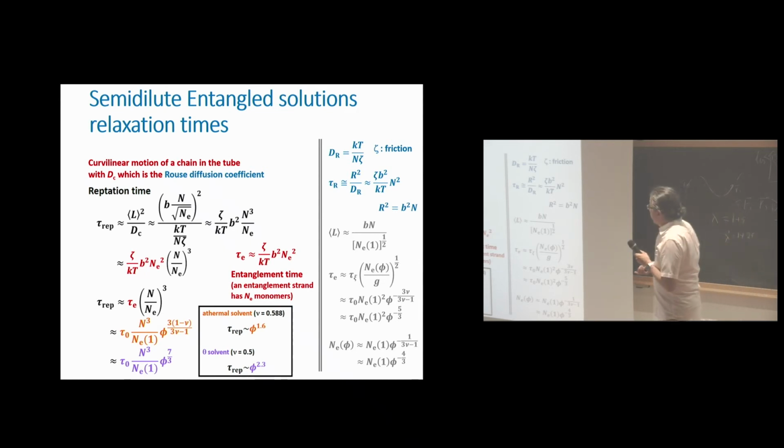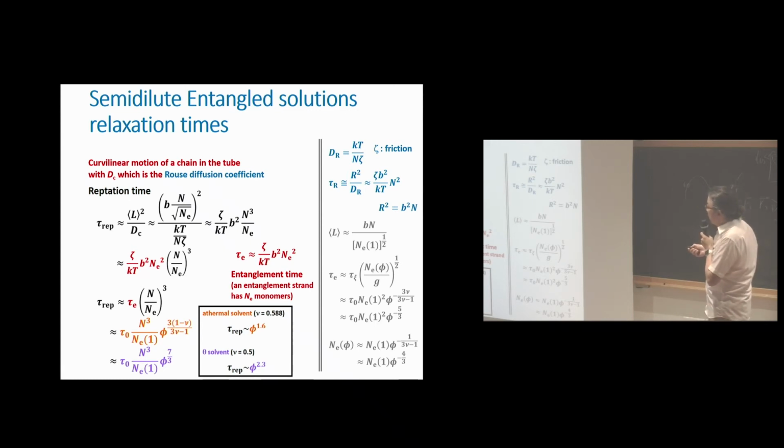And then this is the reptation time. In the tube, this curved linear motion, so in the tube it's curved, but the chain is in fact a 1D diffusion, so that you have the diffusion coefficient, the Rouse diffusion coefficient of the chain. So the reptation time is this tube length previously calculated, and this diffusion coefficient of the Rouse mode.